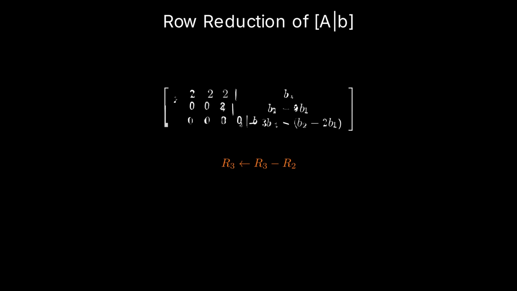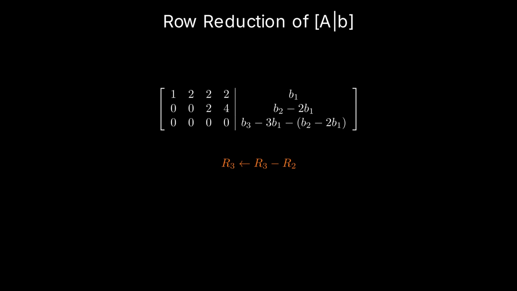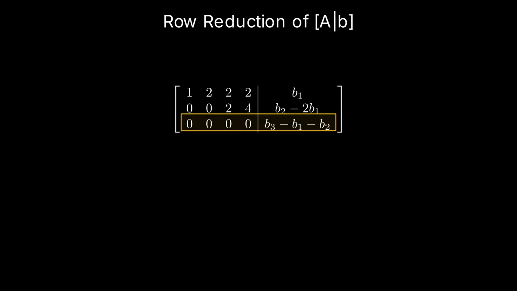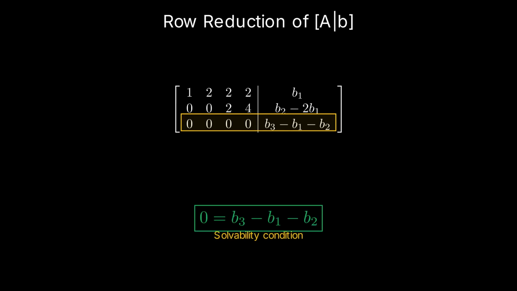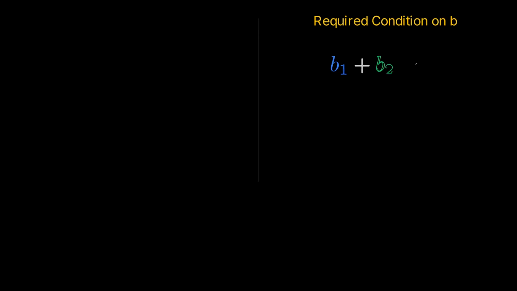The left side of row 3 becomes all zeros. On the right side, we get b3 minus 3 b1 minus the quantity b2 minus 2 b1. Let's expand that. b3 minus 3 b1 minus b2 plus 2 b1, which simplifies to b3 minus b1 minus b2. So the last row reads 0 equals b3 minus b1 minus b2. Whether that equation holds is entirely up to b. It's the solvability condition.